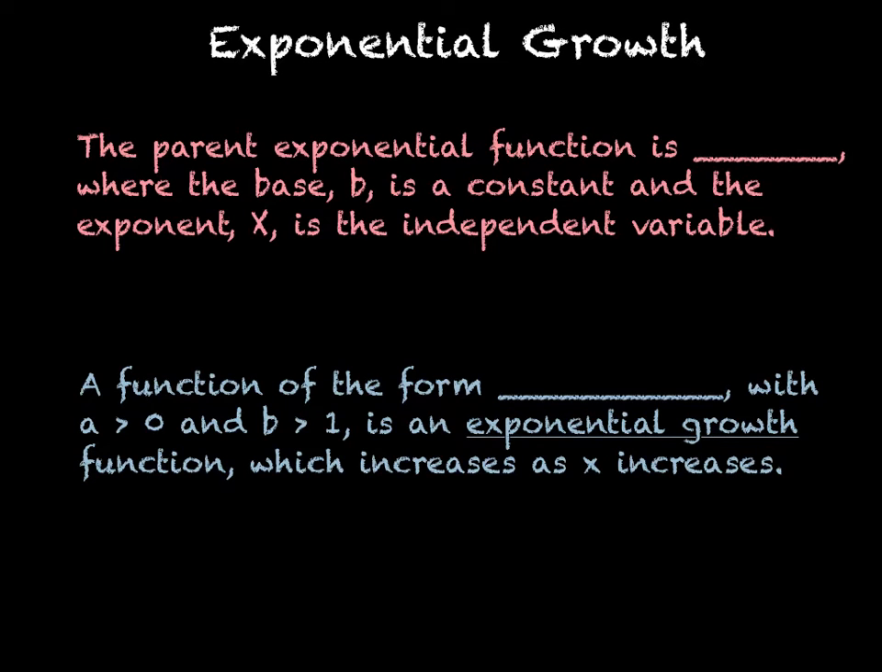The parent exponential function is the function f of x equals b to the x power, where the base, b, is a constant number, and the exponent, x, is the independent variable, or the thing that can change. A function of the form f of x equals a times b to the x power, with a greater than 0 and b greater than 1, is an exponential growth function, which increases as x increases.